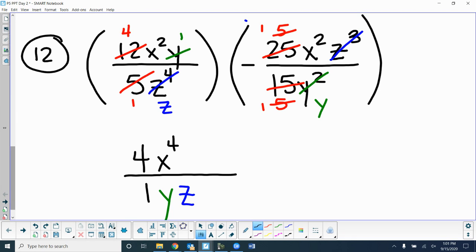Then for the variables, I just count and see where the higher number is for each variable. I got 4 x's up top. There's no x's on the bottom, so they just x to the 4th up top. For the y's, I got a 1y here and 2 y's here. So this 1y cancels one of these and leaves me 1 left over in the bottom. Same thing for the z's. I got 4 z's in the bottom and 3 in the top. So all 3 of these cancel 3 of these. There's still 1 z left in the bottom.